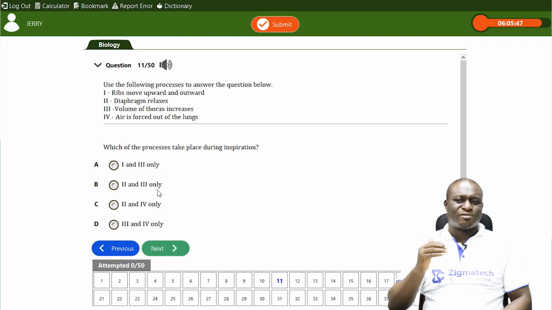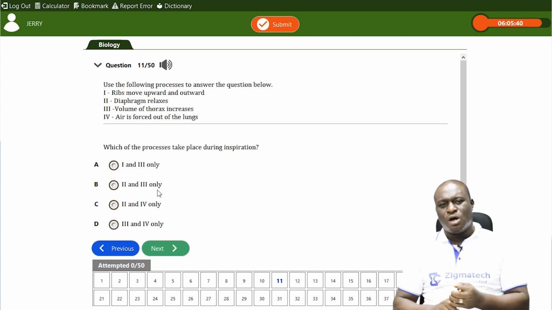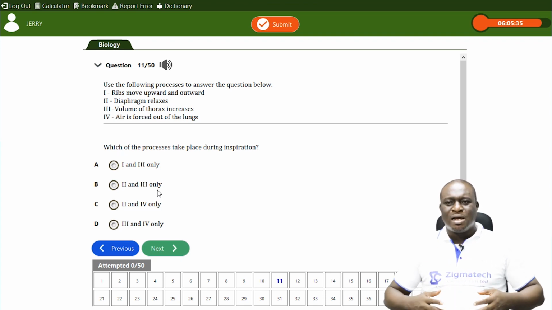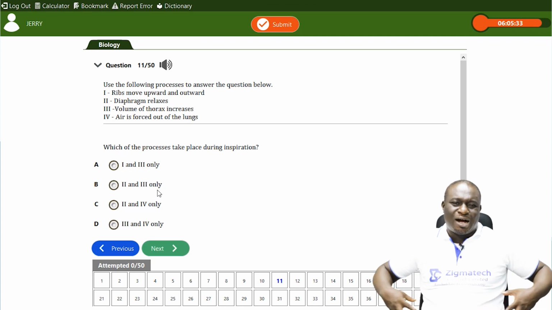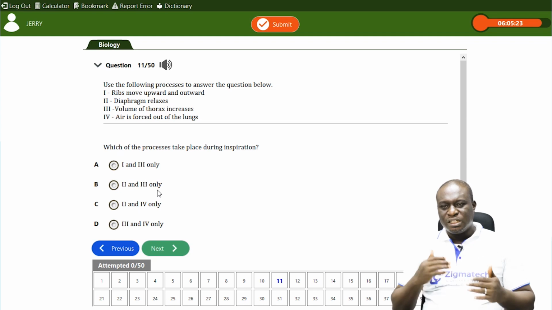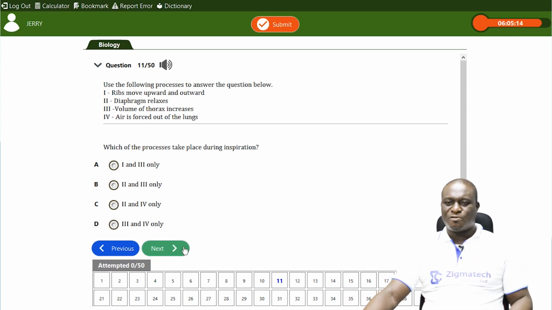So if you look at what we have said here so far, during inspiration, it is only Roman figure 1 and Roman figure 3 that take place. What is Roman figure 1? The rib moves upward and outward, and then the volume of the thorax increases. So these are the two things that majorly happen. So our correct answer is A, which is Roman figure 1 and Roman figure 3 only.